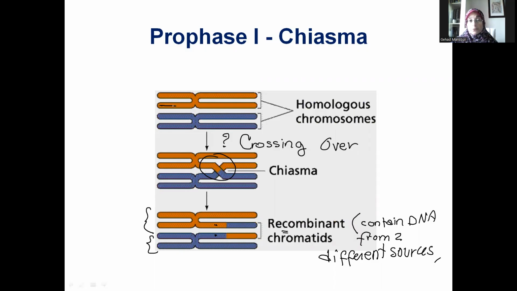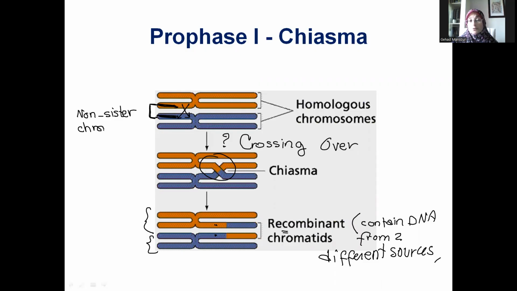By the way, again, crossing over occurs between the inner chromatids. Those chromatids at which crossing over occurs are called non-sister chromatids. Why are they called non-sister chromatids?